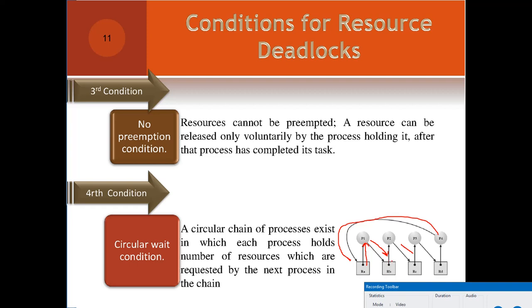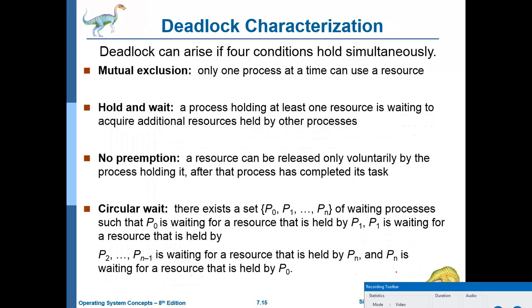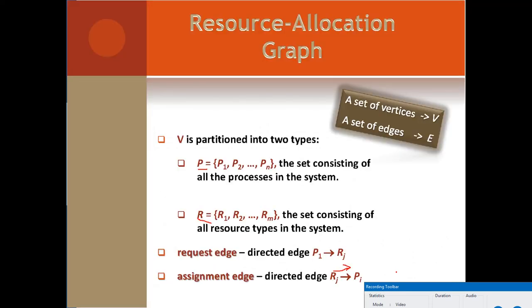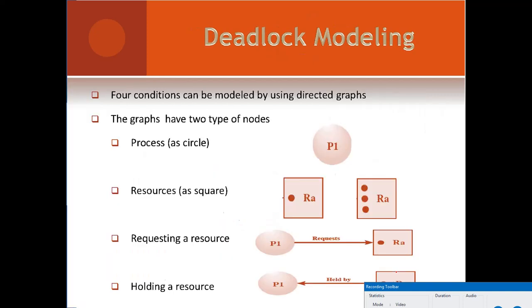Now coming to resource RB, now the edge goes from resource to the process 2. So this is an assignment edge. Now here this edge goes from process 2 to resource RC. So this is a requesting edge. The requesting edge always goes from process to the resource. Assignment edge always goes from the resource to the process. So these are the 2 types of edges.